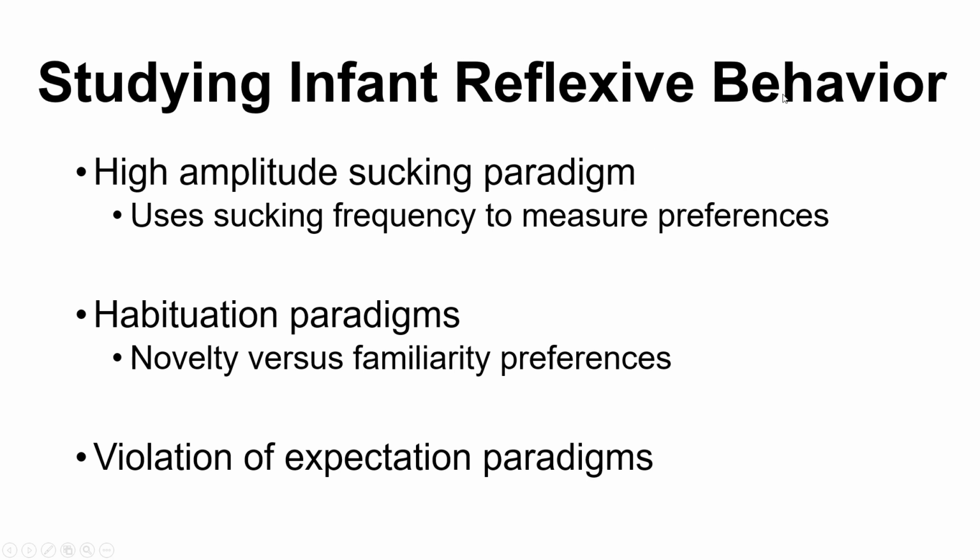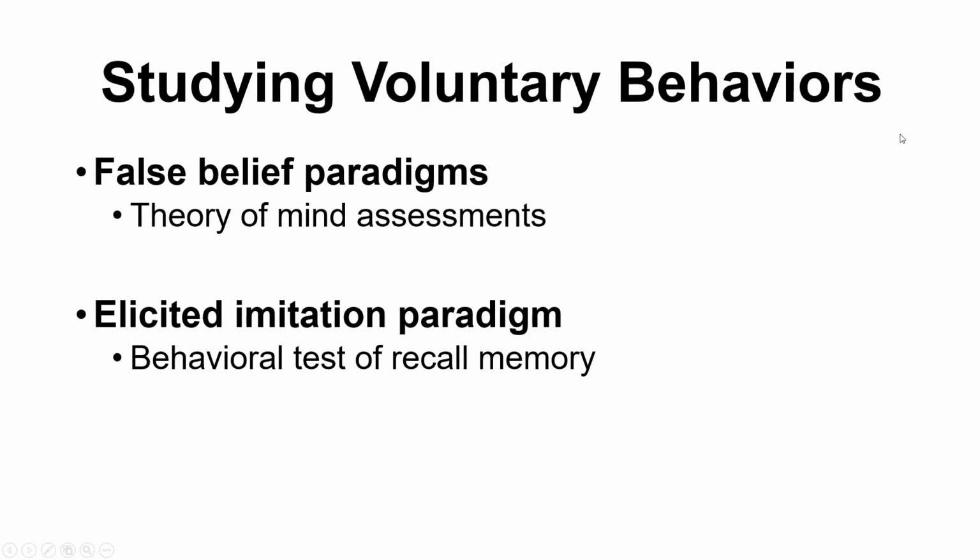So this is reflexive behavior. What about voluntary behaviors? What about, instead of just looking at things that happen automatically, what if we start looking at things that children choose to do? So we can look at false belief paradigms.